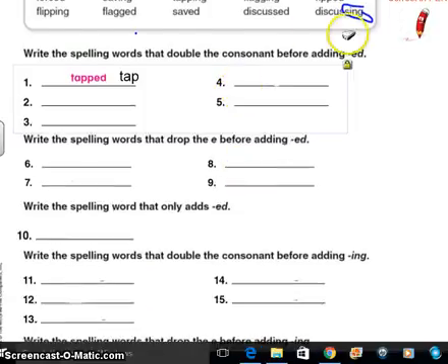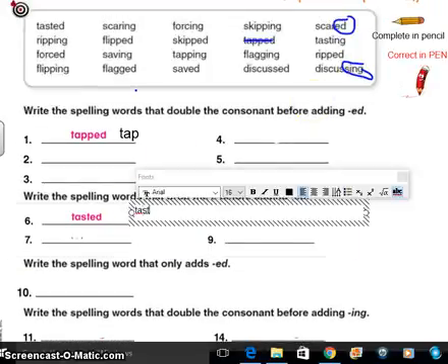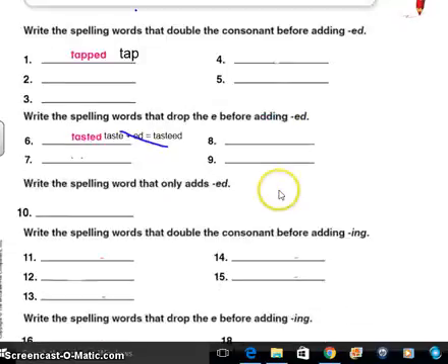All right, next thing. Write a spelling word that drops the e before adding ed. Tasted. Well, why does that work? Well, the word taste is spelt with an e. But would I say and spell it like that? I mean, let's think about that for a minute. T-A-S-T-E-D? No, that isn't right. So I can't do it that way. So I really actually drop the e and just add an ed.